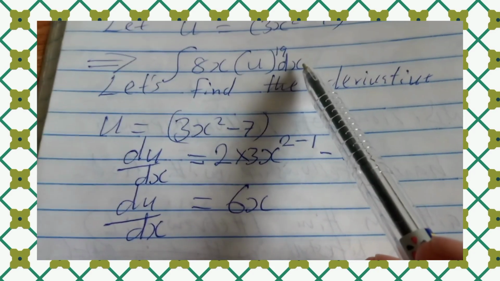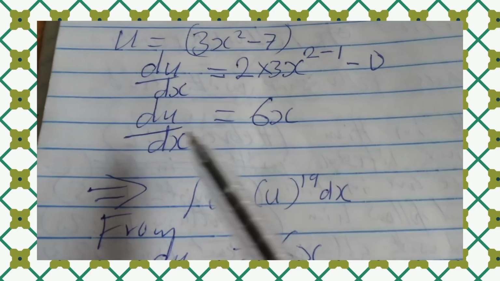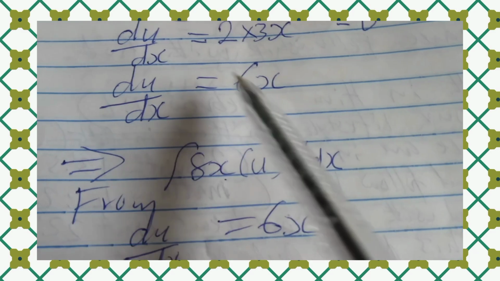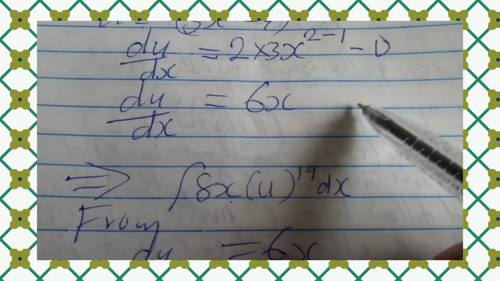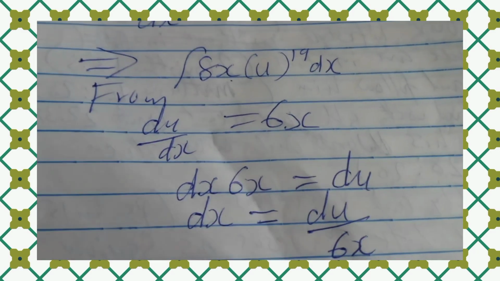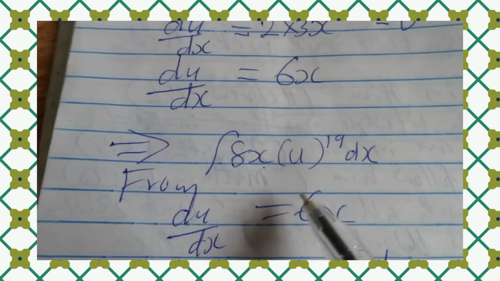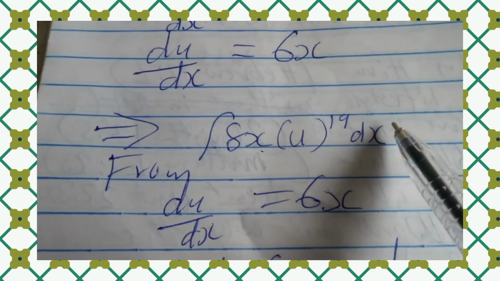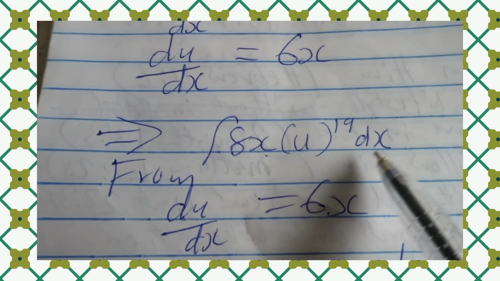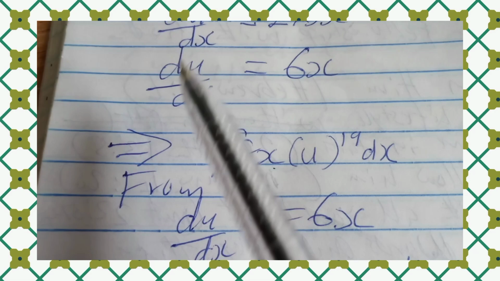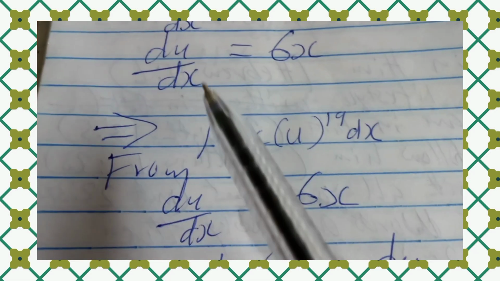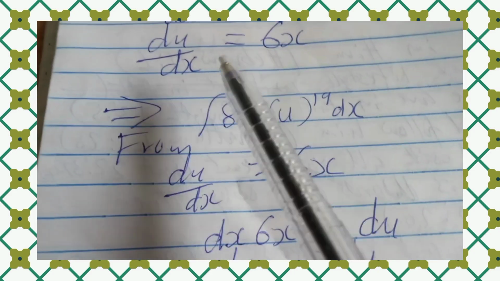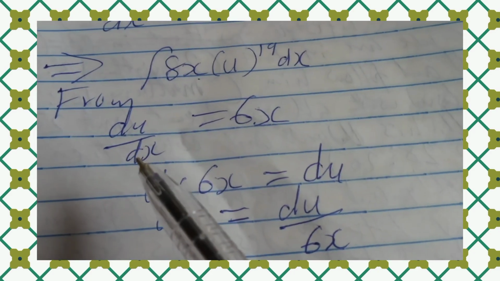So for us to get this dx here, from this place now, we cross multiply to make dx the subject of the formula. So when we cross multiply to make dx the subject of the formula, we are going to have, you know, the integral of 8x u raised to the power of 19 dx. Now we are going to look at this dx. So from this place here, du over dx equals 6x. We make dx the subject of the formula from this du over dx equals 6x. When we derive the u, we want to make dx the subject of the formula, so we cross multiply.